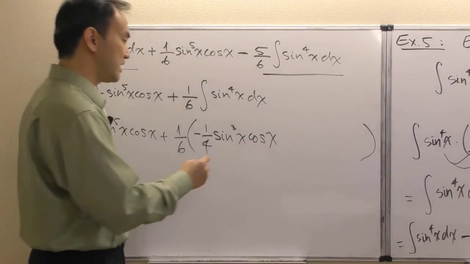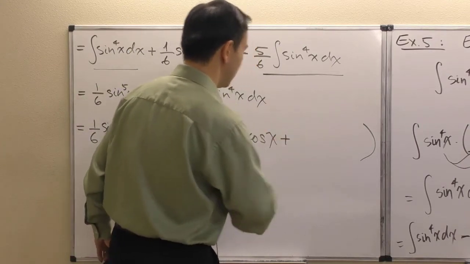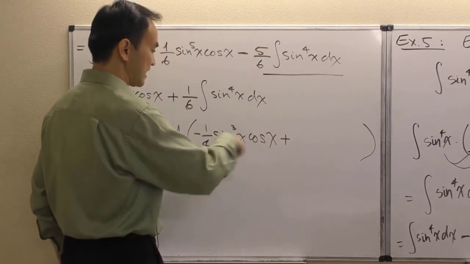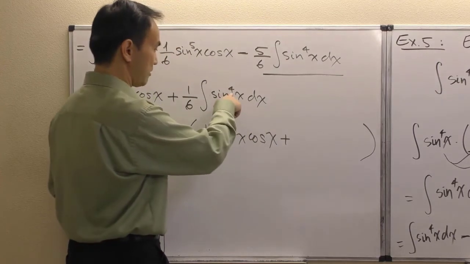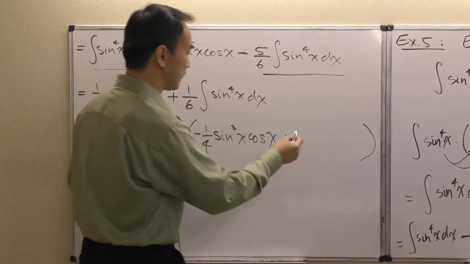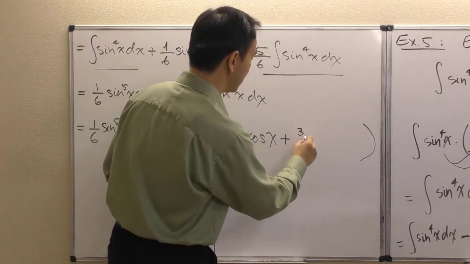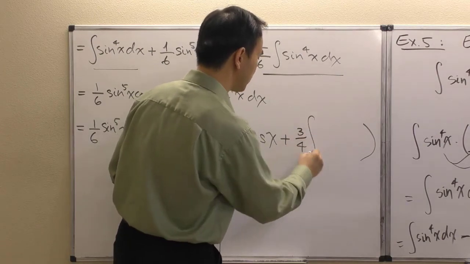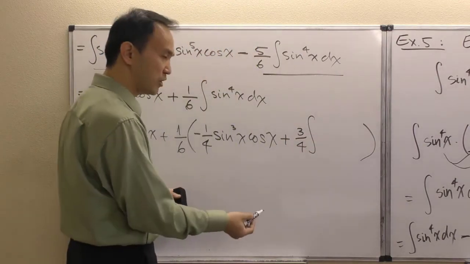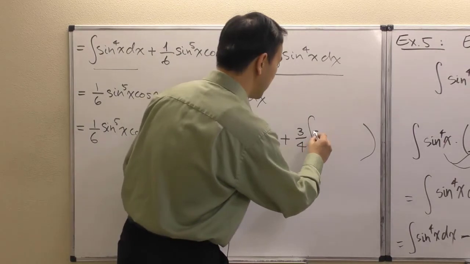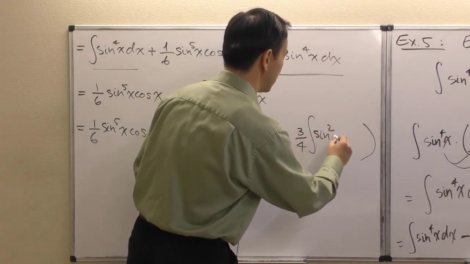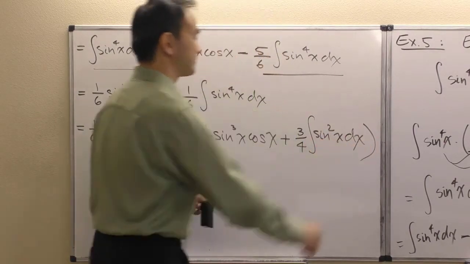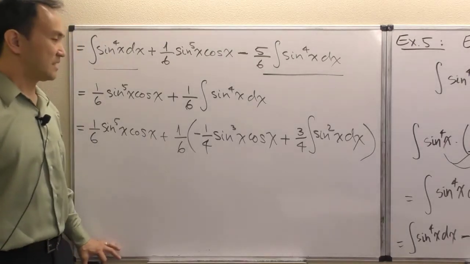Okay, and then I'm going to have to produce a term that's added to this. Now the power here currently is 4. That's n equals 4. So n minus 1 is 3, divided by n. So 3/4 times an extra integral that we have to produce here according to the formula, but now it's sine squared of x dx. All right, and so that's how it works.